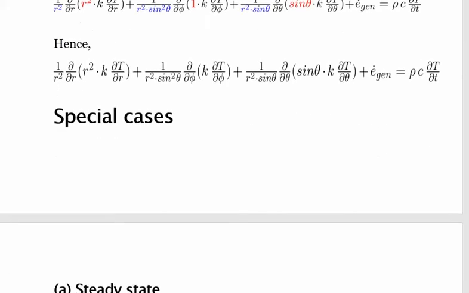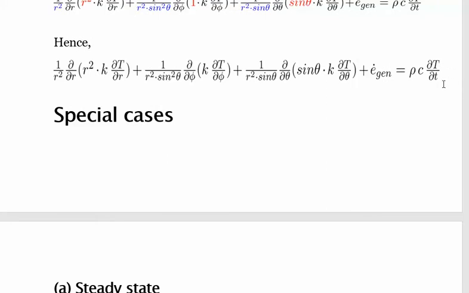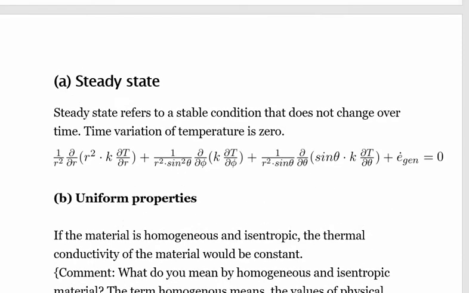Because earlier we have seen that the change of temperature with respect to time, all those values will become zero. That's why in the steady state the value of the right hand side will be zero.